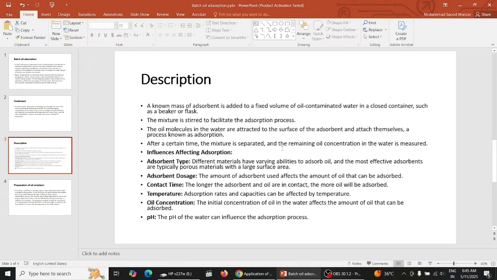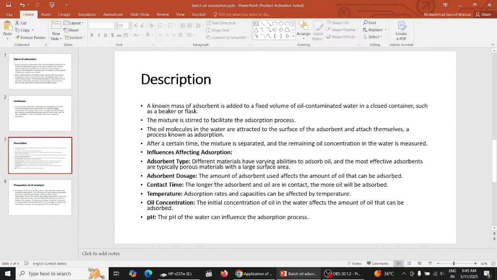Now this is the description of the whole batch adsorption process. So we will be mixing a known mass of adsorbent to a fixed volume. Usually in this process we will be using 40 ml of the oil emulsion water in a closed container, and we will shake it. Okay, this shaking will facilitate the adsorption process, and the oil molecules in the water are attracted to the surface of the adsorbent. So this whole process is known as adsorption. After a certain time, the mixture is segregated, and the remaining oil concentration of the water is computed.